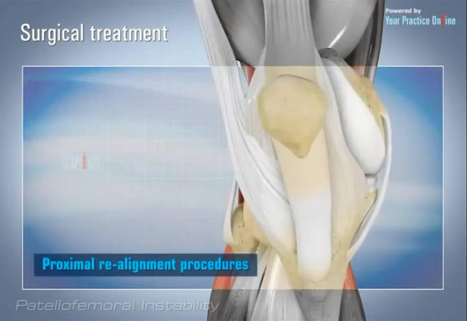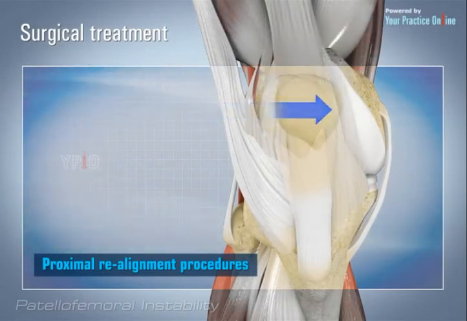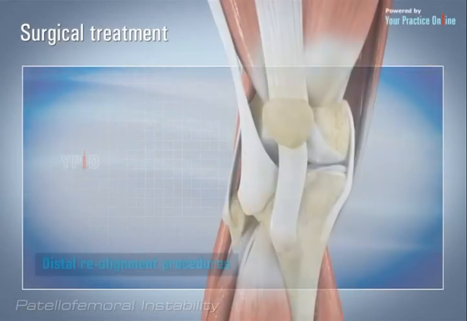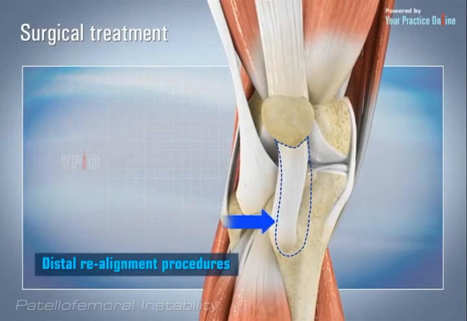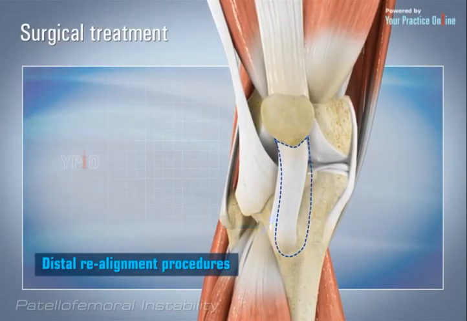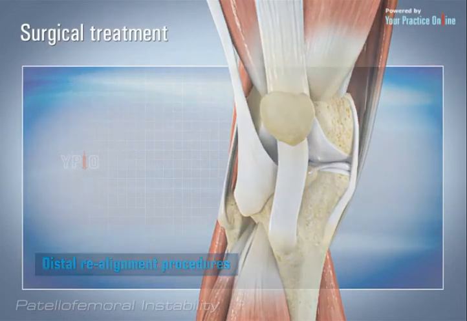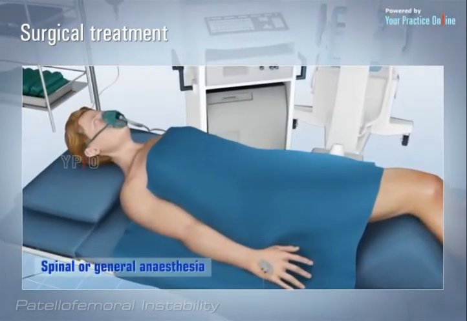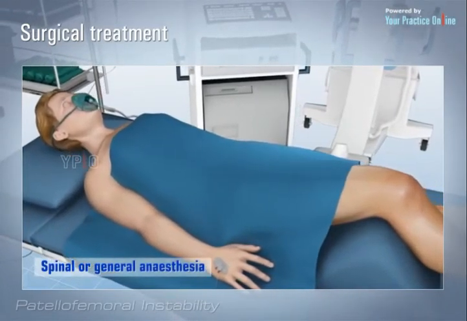Proximal realignment procedures. During this procedure, structures that limit the movements on the outside of the patella are lengthened, or ligaments on the inside of the patella are shortened. Distal realignment procedures. During this procedure, the Q angle is decreased by moving the tibial tubercle towards the inner side of the knee. The surgery is performed under sterile conditions in the operating room under spinal or general anesthesia.